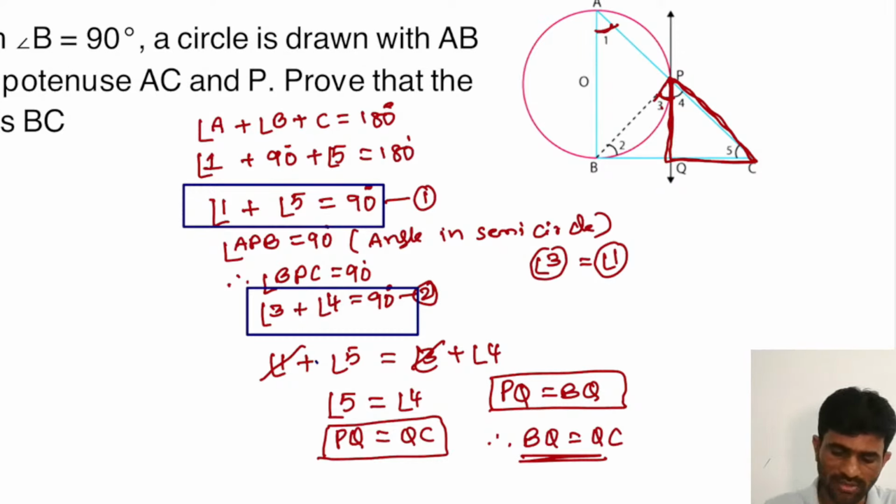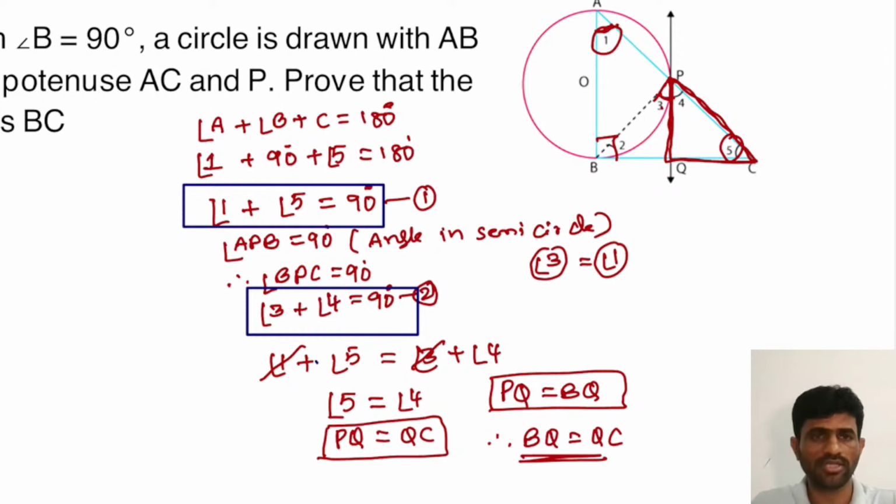So here, first we took the sum of three angles, 180 degrees. Already this is 90. So 1 plus 5 is equal to 90, first equation. 3 plus 4 is equal to 90, second equation. So by that 1 plus 5 is equal to 3 plus 4. In that, 1 and 3 are cancelled by alternate segment theorem. Then finally we get 4 is equal to 5. When 4 is equal to 5, in a triangle, two angles are equal, so by isosceles triangle property PQ is equal to QC. But we already know PQ is equal to BQ because they are lengths of tangents from an external point. So we can say BQ is equal to QC. So that is bisecting. Hope you understood this.